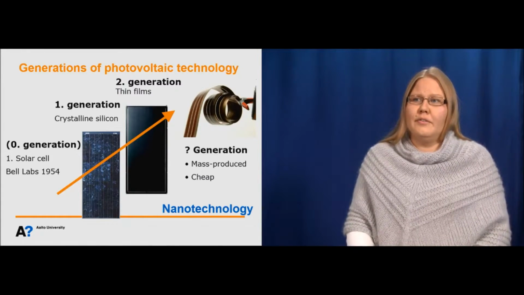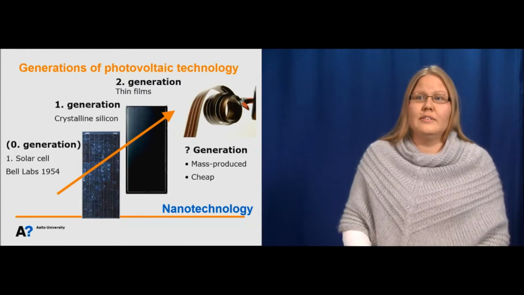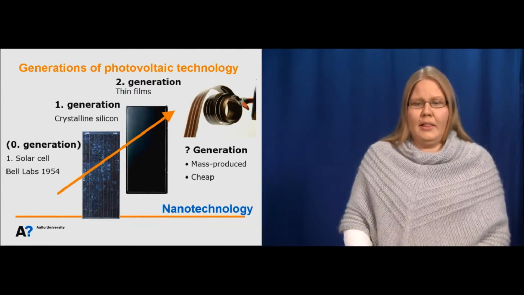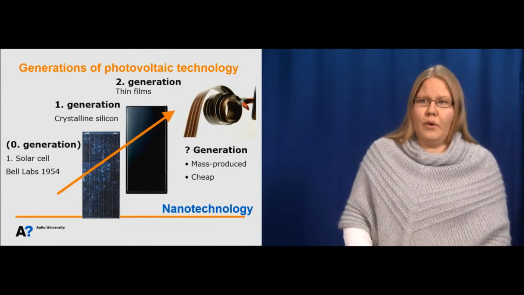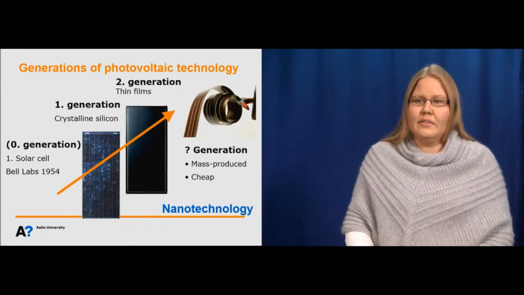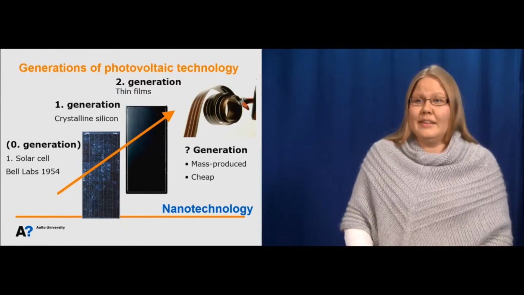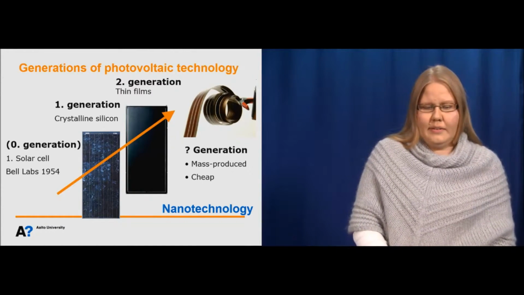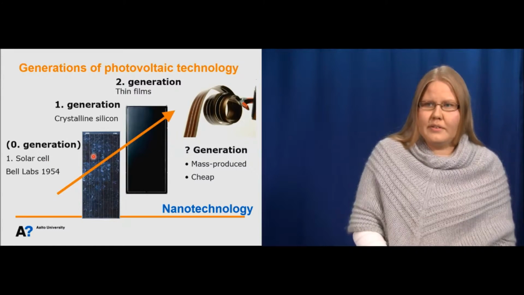Now if we look at how different photovoltaic technologies have developed. The first solar cells were prepared in Bell Labs in 1954. Since then we have seen crystalline silicon solar cells, and you can actually see the crystal structure in these cells. So you can see these blue small crystals.